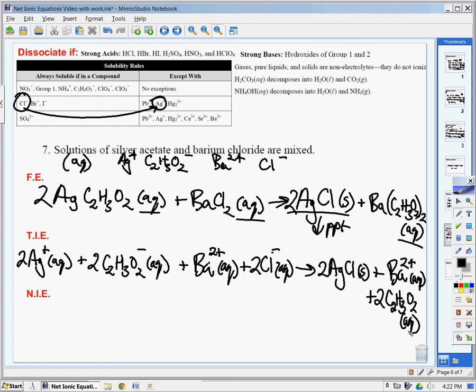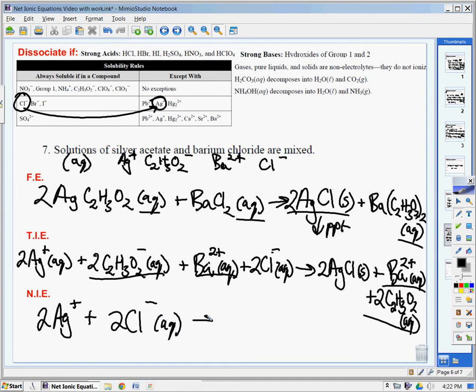You'll notice that it's almost like, why did we even do that? Because the acetate is aqueous on both sides of the equation. And if you notice, the barium is aqueous on both sides of the equation. So as a result, when we write the net ionic equation, those just fall completely out. And all that we're left with is Ag and Cl.